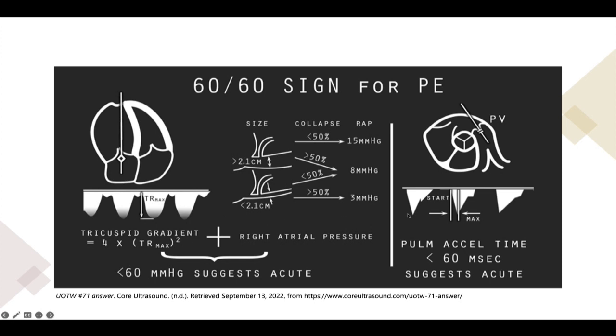For the pulmonary acceleration time, all we're doing is putting the phased array on a parasternal short axis.